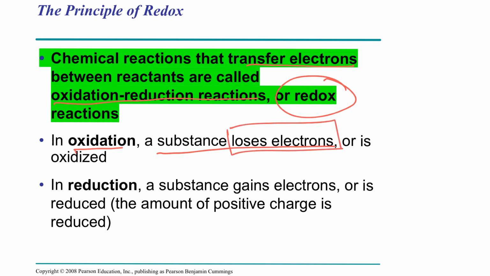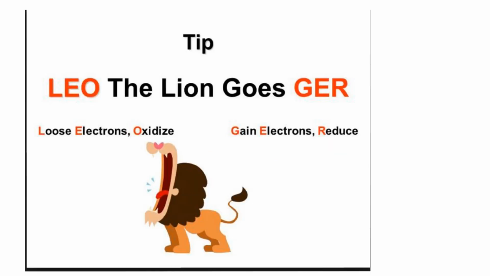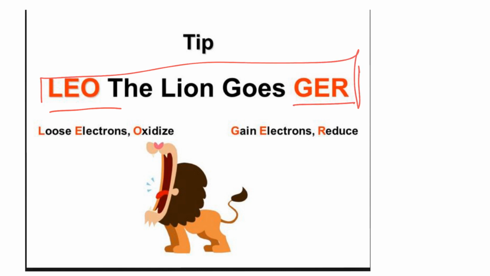Well, the electrons have got to go somewhere, right? And the electrons do. They go to the other substance that then gains the electrons, and we call that reduction. Because it reduces the positive charge. So that's kind of hard to remember. But I have another way that will help you. And here it is, the famous Leo the lion goes grr. If you remember this, Leo the lion goes grr, you will remember what the heck is happening to the electrons.